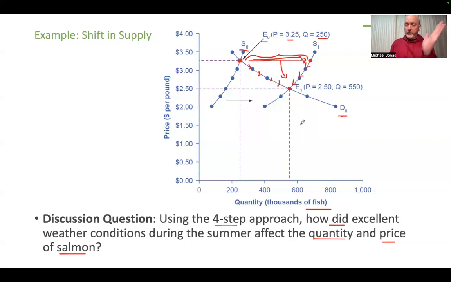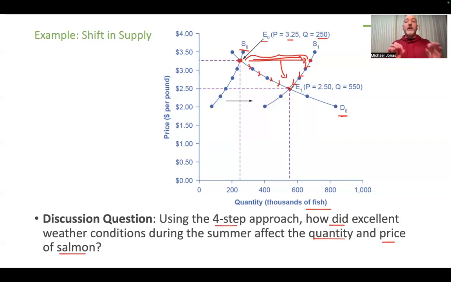Their budget line, right, pivots outward. They're able to afford more, that income effect. And we see that increased quantity demanded moving towards this equilibrium. So again, this is always a highly hypothetical scenario, right?